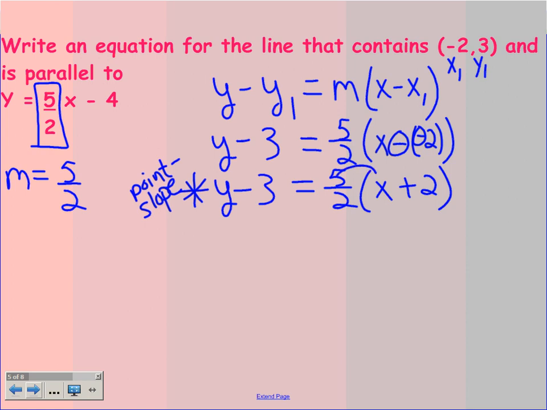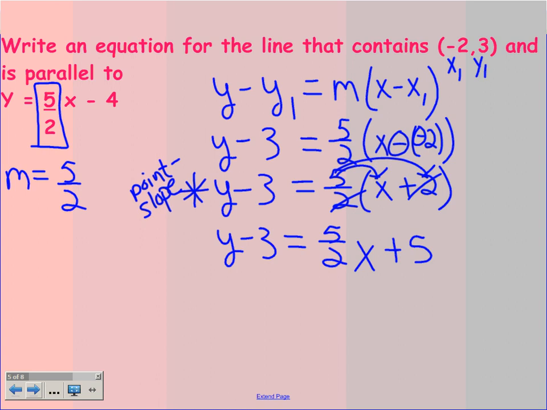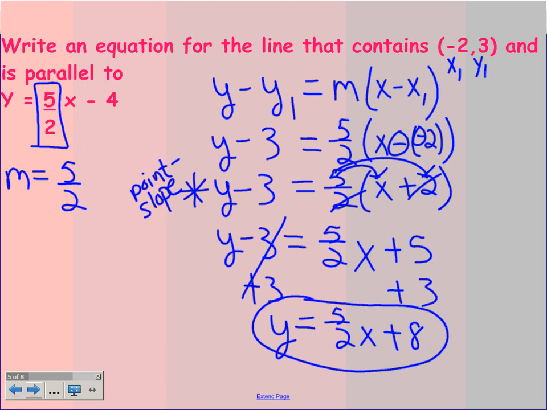So now we're going to distribute, so that's going to get rid of our parentheses. y minus 3 is equal to 5/2 x. When I multiply 5/2 times 2, it's just like the 2's cancel, and then I end up with plus 5. We're almost there. To get our y by itself, we need to add 3 to both sides of the equation, and that's going to leave us with y is equal to 5/2 x plus 8. And that, my friends, is the answer, and that's obviously slope-intercept.